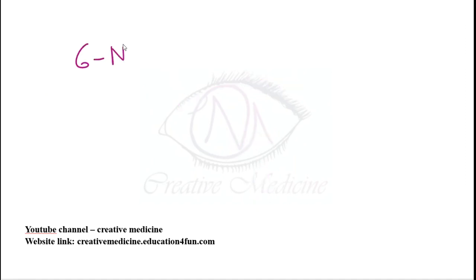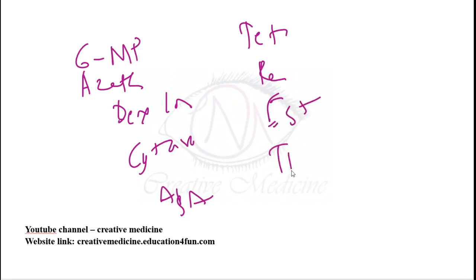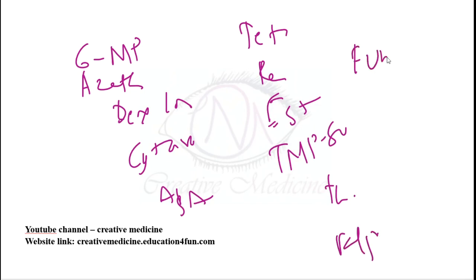acute pancreatitis, like 6-mercaptopurine, azathioprine, didanosine, cytarabine, aminosalicylic acid, tetracycline, pentamidine, estrogen, and trimethoprim-sulfamethoxazole. And we have thiazide diuretics, valproate, furosemide, and metronidazole. All these have a definitive association with acute pancreatitis and will increase the risk.